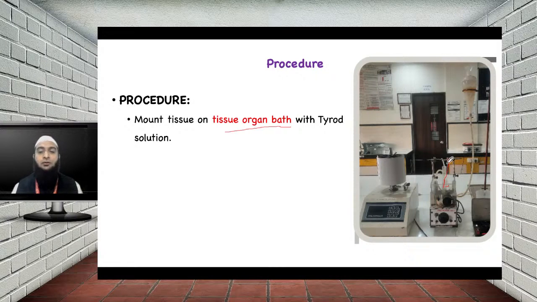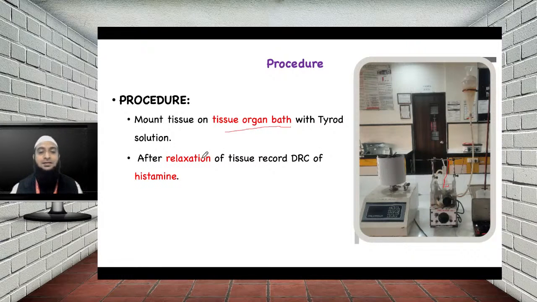Once you have tied the thread at both ends, towards the aeration tube and at the lever, the mounting of the tissue is done. In this tube you are adding Tyrode solution, which is the physiological salt solution required to keep the guinea pig ileum alive. So the mounting of the tissue is the same as in the earlier procedure.